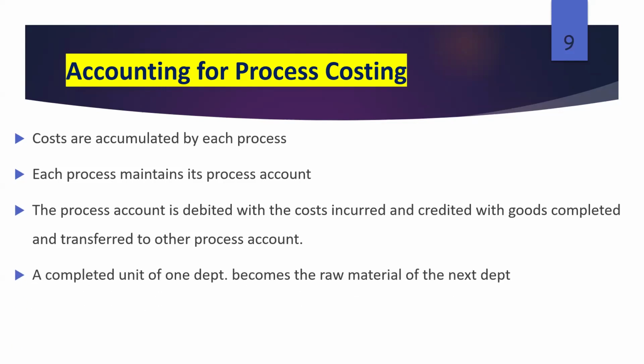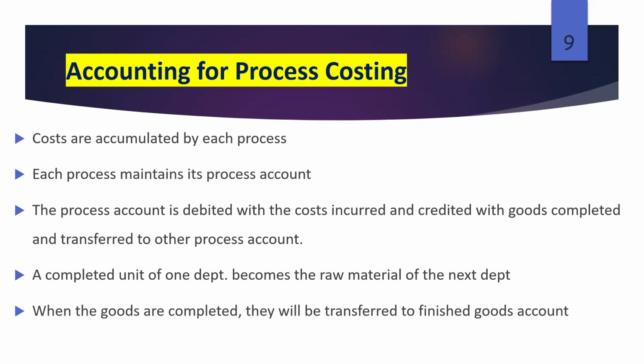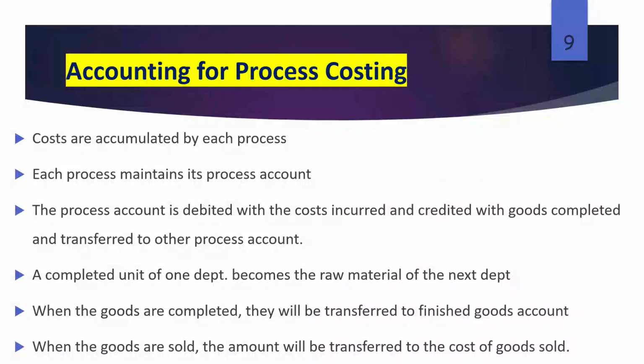A completed unit of one department becomes the raw material of the next department. When the goods are completed, they will be transferred to the finished goods account. Once they are completed, then only it's transferred to the finished goods account. When the goods are sold, the amount will be transferred to the cost of goods sold. There can be closing inventory, but here cost of goods sold only represents the goods that are sold.